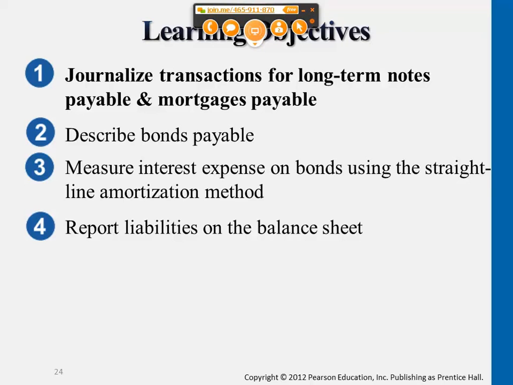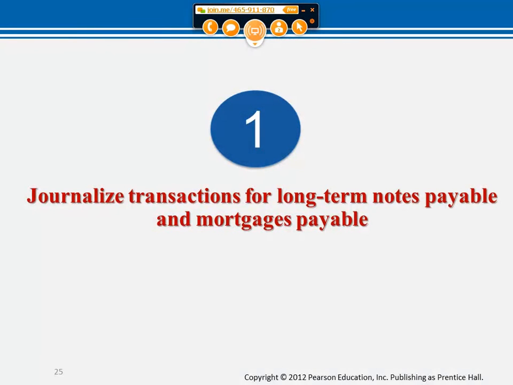Again, the focus for each and every chapter: you have to know what are the new journal entries, new accounts, debit and credit side, and how it is represented on statements. For each and every chapter, this is always the core. What are the new accounts, new journal entries, and how is it represented on statements? Let's take a look at the first section here, journal transactions for long-term notes payable.